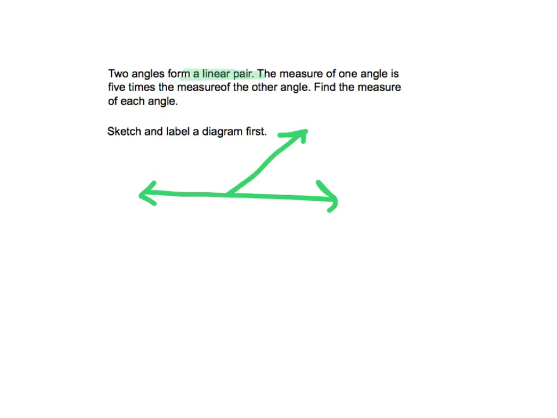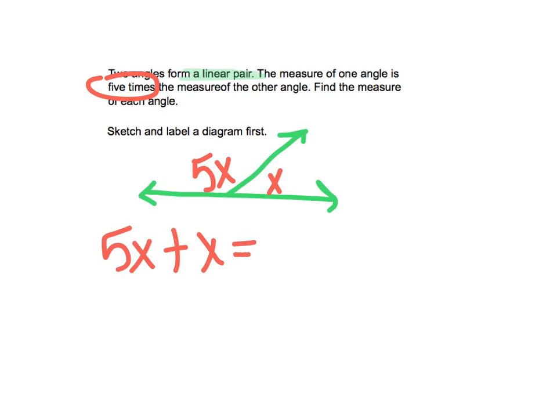And it says one of the angles is 5 times the measure of the other. 5 times means you're multiplying by 5. So if we look here, if this angle right here is x, the other one is 5 times that, which would be 5x. Now we have two algebraic expressions for our angles, which means if it's a linear pair, we can add them together, and they're going to equal 180 degrees.